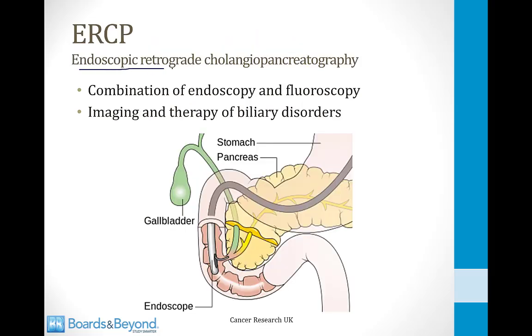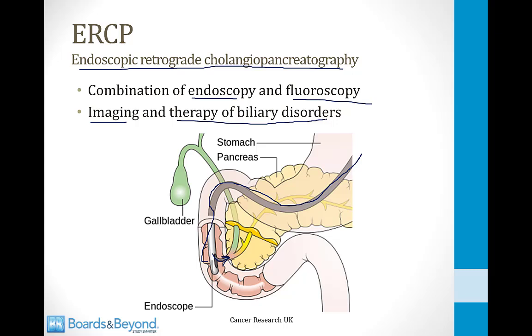ERCP stands for endoscopic retrograde cholangiopancreatography. It is a method of imaging the biliary tree and the bile ducts. It uses a combination of endoscopy and fluoroscopy. So the procedure begins by taking an endoscope, which is a long tube with a camera at the end. That scope is inserted all the way through the stomach and into the duodenum. It then has an instrument at its tip that can be inserted into the bile ducts. You can then inject contrast material, which the fluoroscope can take a picture of, and this will show you the biliary tree.